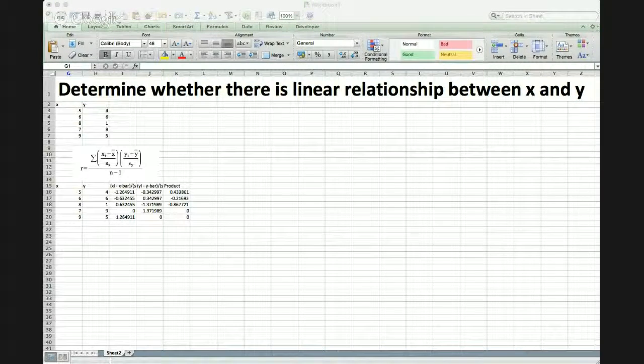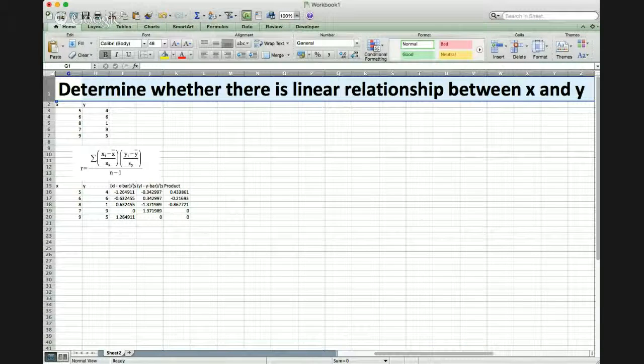Hi, in this video, I will be showing you how to find the correlation coefficient of a given set of x and y values, and also to determine whether there is a linear relationship between x and y. So let's take an example where we have a set of x and y values. Correlation is basically on a graph. If you plot these xy points, you have to determine how the points are related to each other.